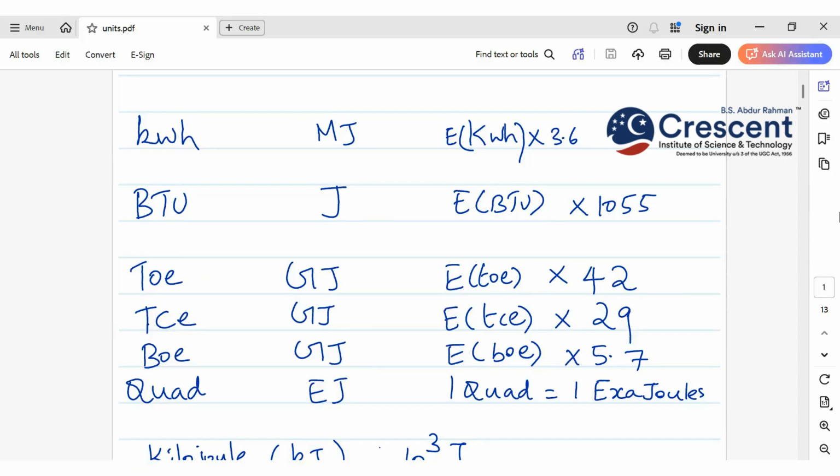Similarly, tons of coal equivalent, which is also known as TCE. To convert that into gigajoules, you have to multiply with a factor 29. Then BOE, that is barrels of oil equivalent. That to be converted into gigajoules, we have to multiply with 5.7. Then there is another unit called quad. To convert quad into exajoules, 1 exajoule is also known as quad.